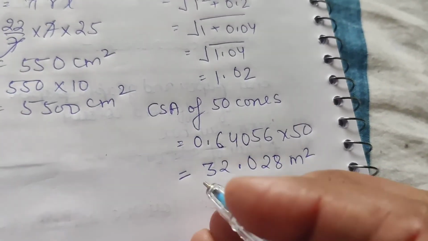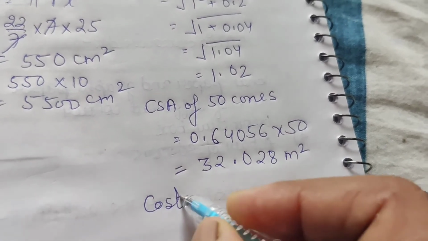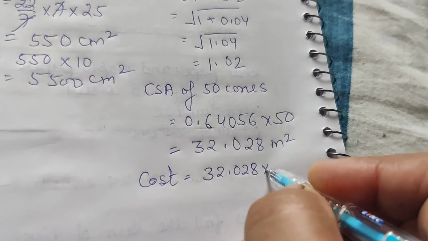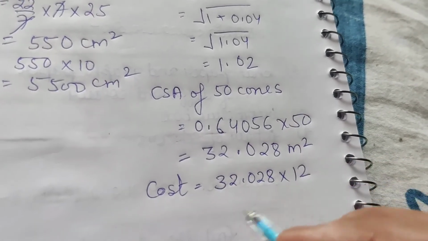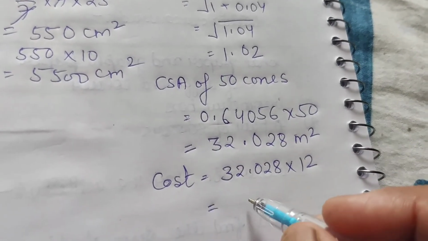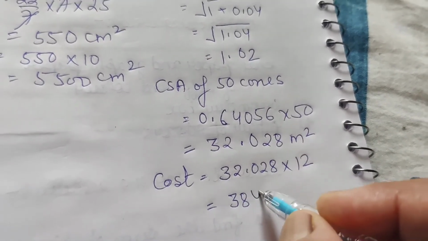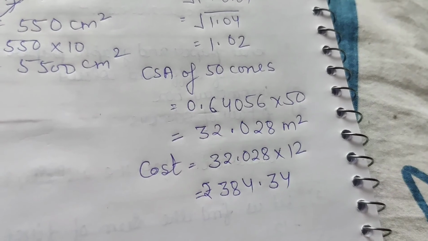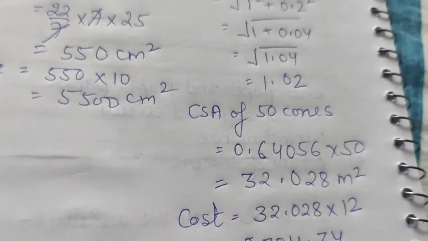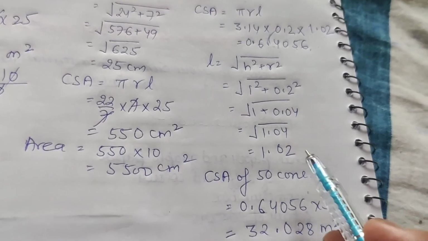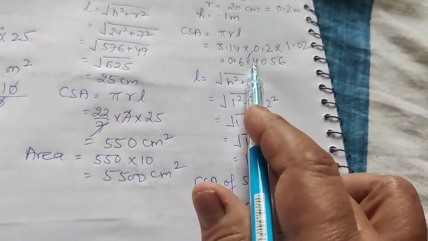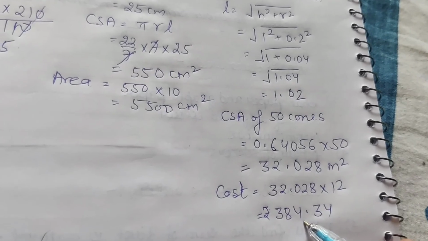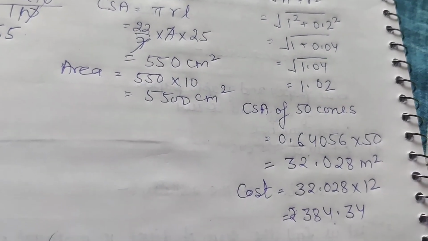Now the cost of painting this: 32.028 into 12 rupees, 12 per meter square. It means 384.34 rupees. This is the cost of painting 50 hollow cones. First find L, then CSA of 1 cone, then CSA of 50 cones, and last the cost of the painting. Okay. Thank you.